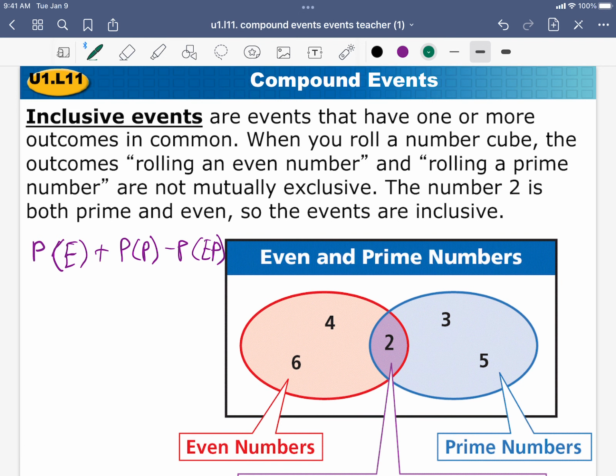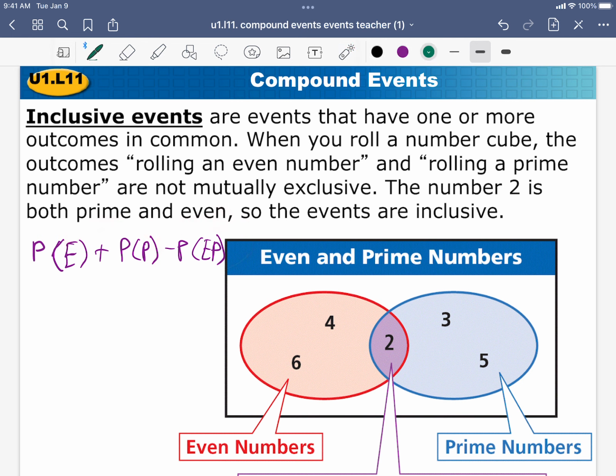An inclusive event is where we have to find the probability of the first thing, find the probability of the second thing, and subtract the things they have in common. This could be thought of as the doubles, or something that's counted twice. So if you had the probability of rolling an even or a prime number, we would take the probability of finding an even number, find the probability of a prime number, and then subtract the doubles. So we would put these two words together: we would subtract the even primes.